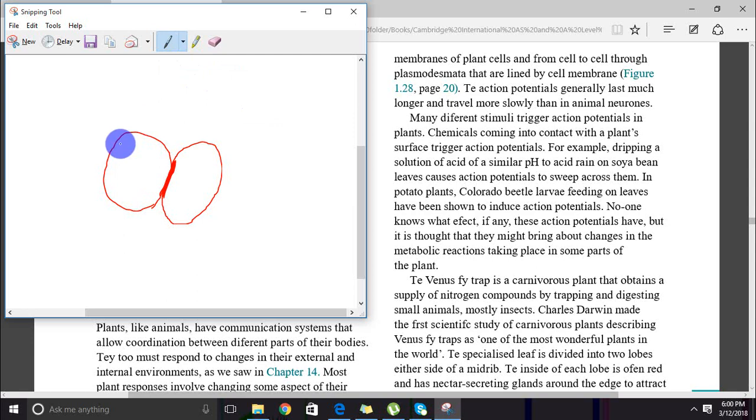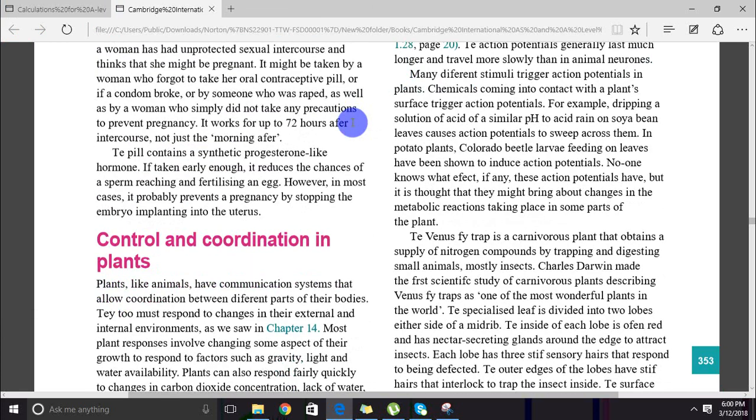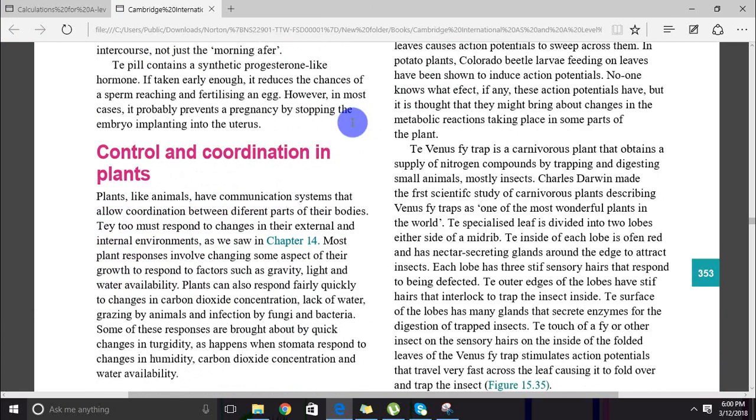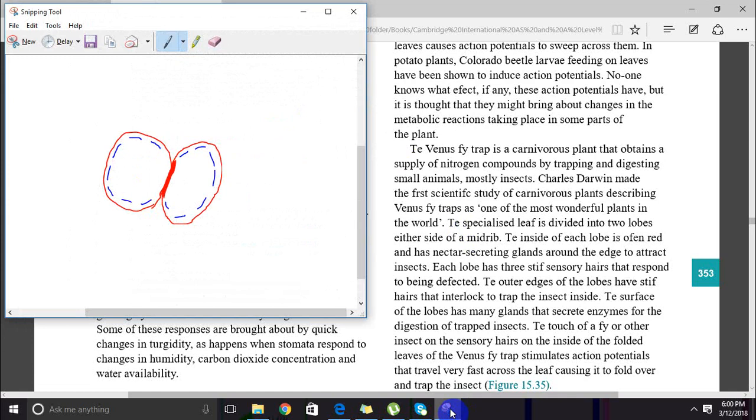So there would be nectar secreting glands dotted around the edges, and the purpose is to attract insects, because otherwise they don't really have any incentive to go sit on the big red looking scary leaf, right? And each lobe has 3 stiff sensory hairs.